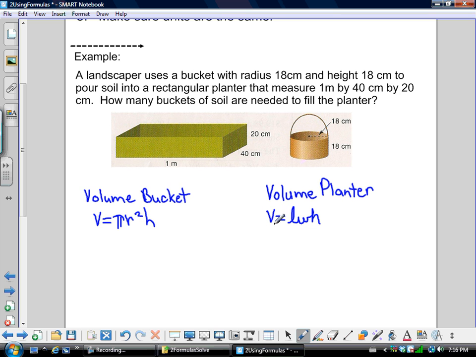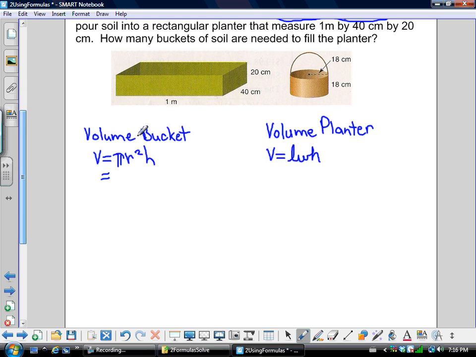So now what I need to do is see if I have the information that I want. I'm going to start with my bucket. In order to use the formula for my bucket, I need to know the radius and height. Well, the radius here is 18 and the height is 18. The picture shows it, and so does the information up here. It says 18 and 18. Okay, so we're going to substitute that information into our formula. Let's bring it down here a bit.